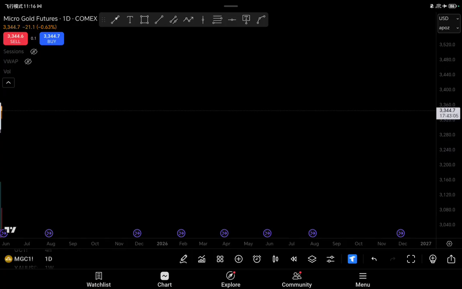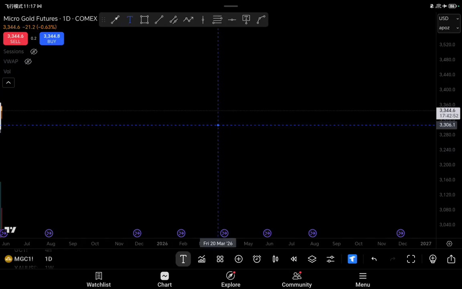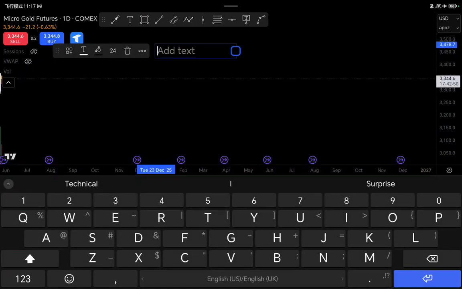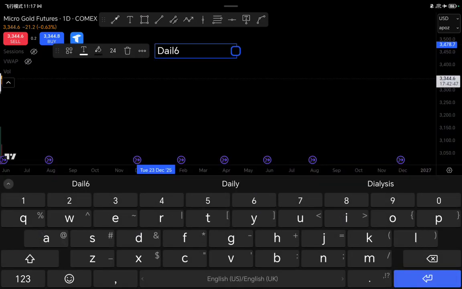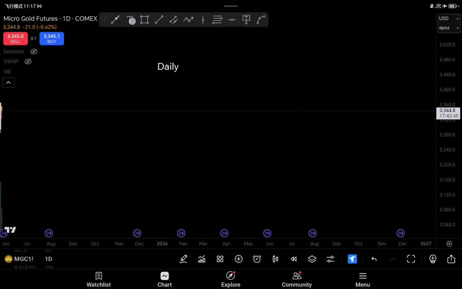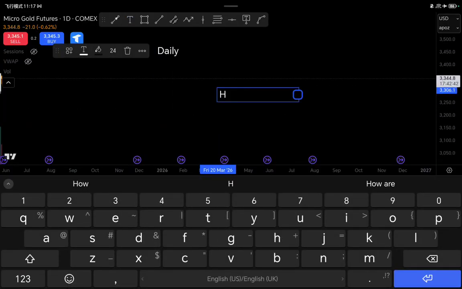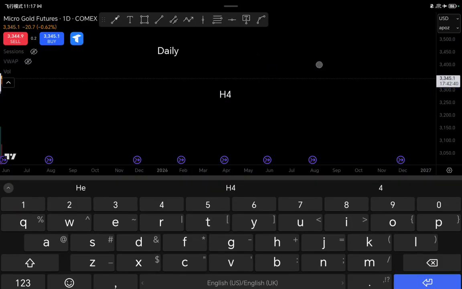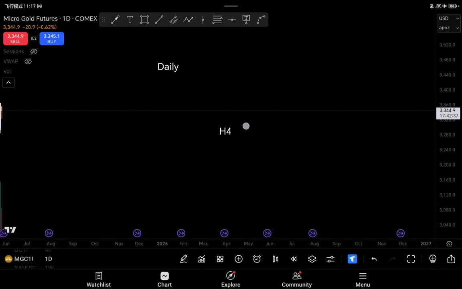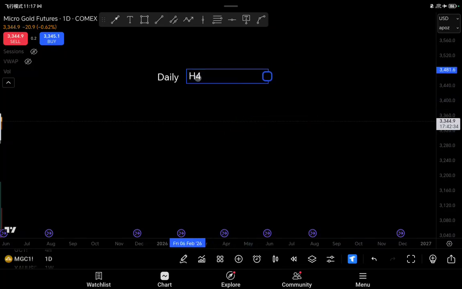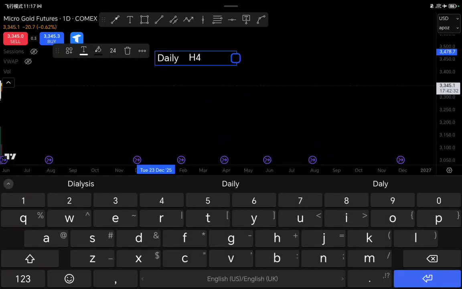Okay, so previously we went through multi-time frame. Multi-time frame means we use different time periods to study the chart. It is best to always start with daily, and then we can go down to H4. H4 means the 4-hour time frame, where one candle is 4 hours. Then we go down to 1 hour.